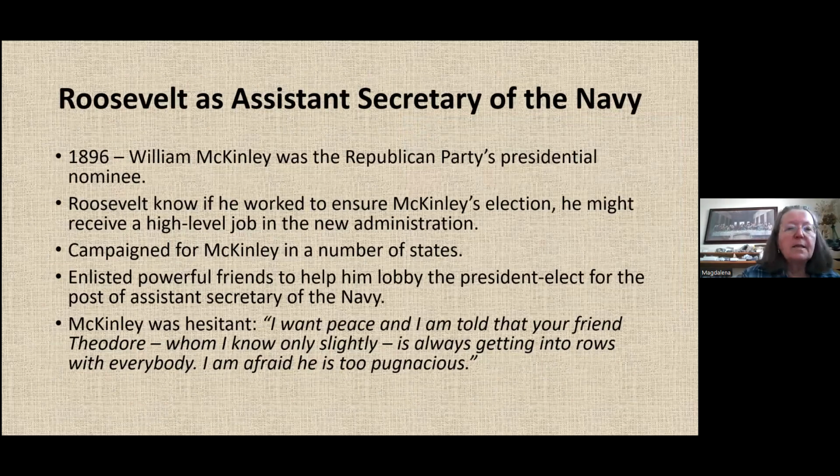So in 1896, McKinley was the Republican Party's presidential nominee. Roosevelt knew if he worked to ensure McKinley's election, he might receive a high-level job in the new administration. So he went out and campaigned for McKinley in a number of states. And then he enlisted powerful friends to help him lobby the president-elect for the post of Assistant Secretary of the Navy. McKinley, however, was hesitant. He said, "I want peace. And I am told that your friend Theodore, who I know only slightly, is always getting into rows with everybody. I'm afraid he's too pugnacious."